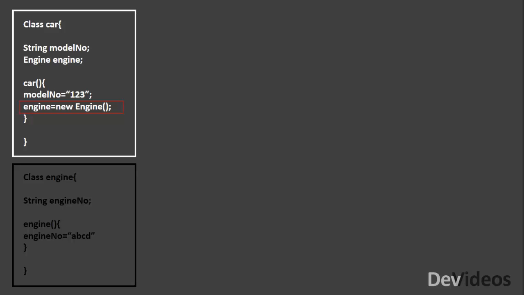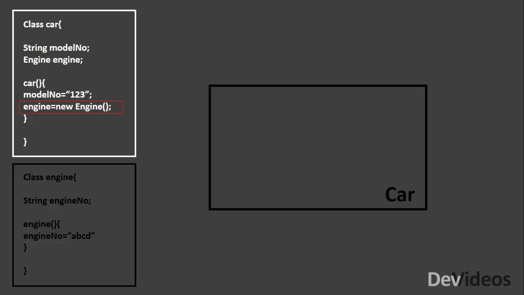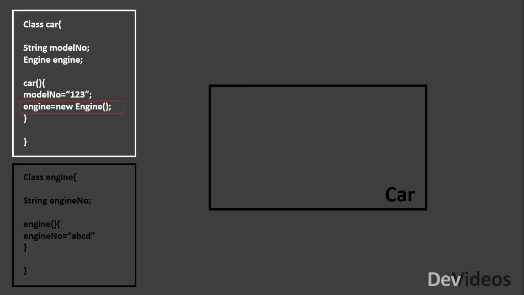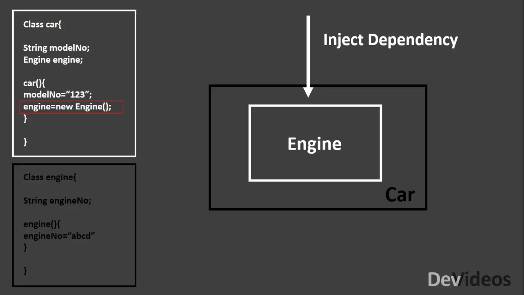But this approach makes these classes tightly coupled, which is highly discouraged, and this is also called a composition relationship. Because the life of engine is limited to the life of the car's object, and this is not a viable option. So instead of creating the object of engine inside car, we need to put that, or inject that object, from the outside, and that is called the injection of dependency, or simply dependency injection.